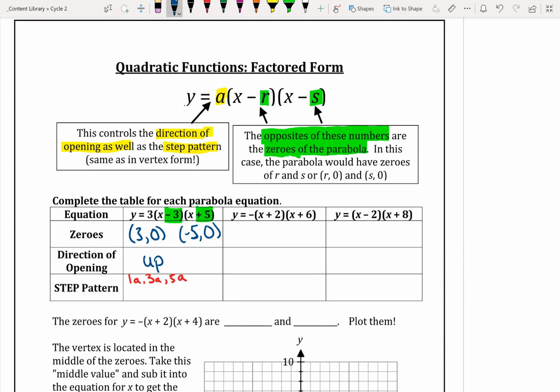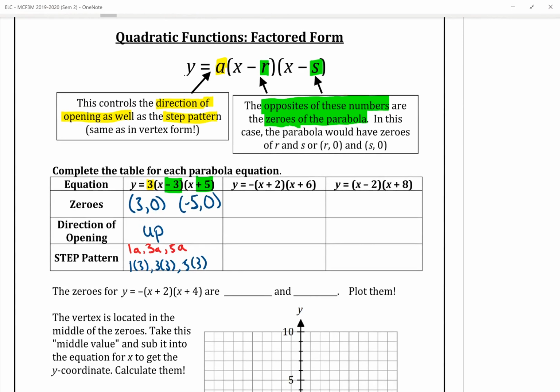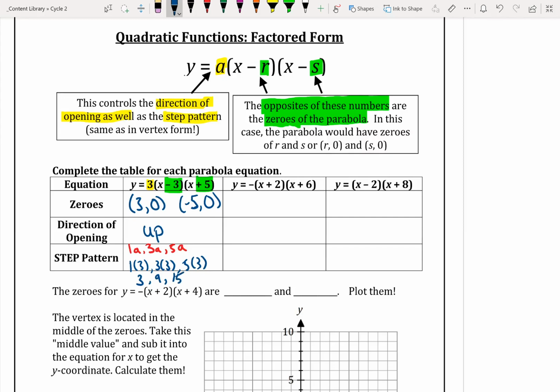So what that means is it's 1 times 3, 3 times 3, and then 5 times 3. Again, just filling in our a value we see here with our pattern. So we get 1 times 3, and then 3 times 3, and then 5 times 3, which works out to 3, 9, and 15. So that's just a long way. You don't have to show that. You just have to show this last step of the 3, 9, 15, but I just wanted to show where we got that from.